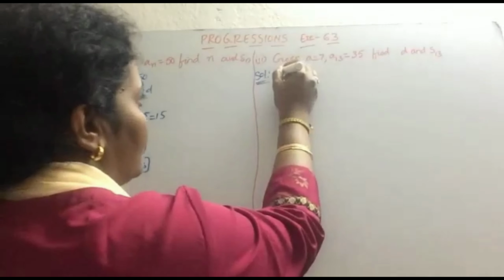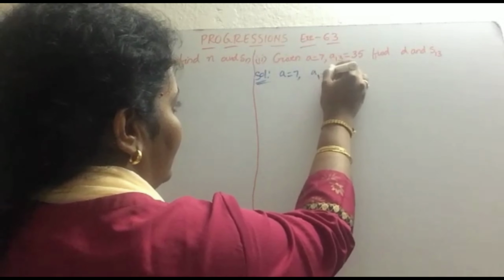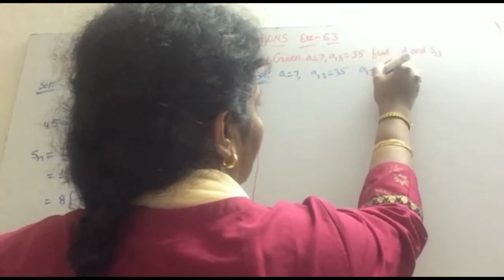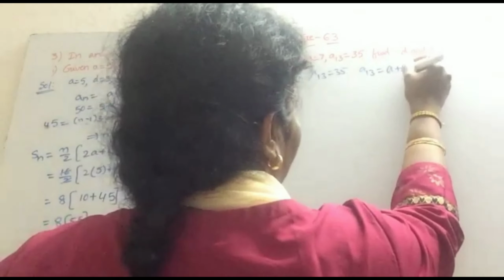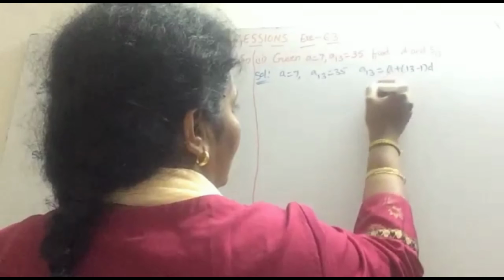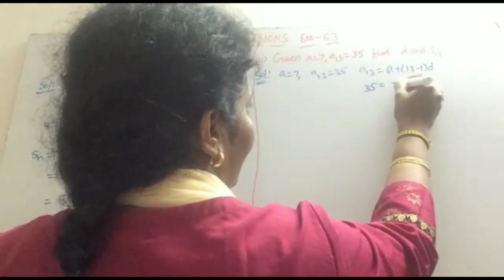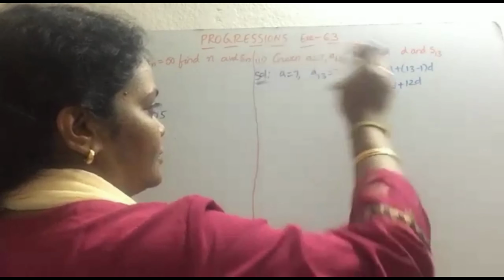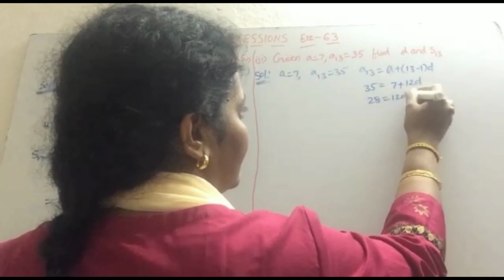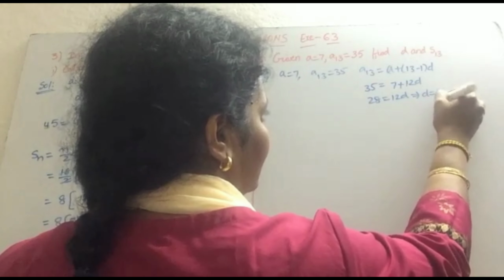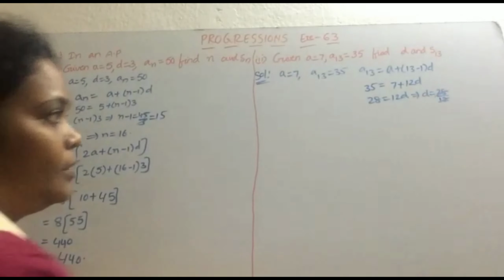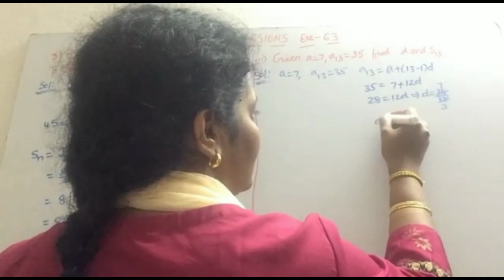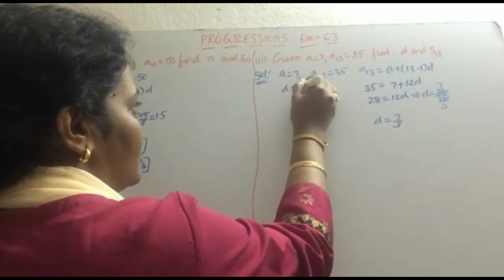So a equal to 7, a13 equal to 35. So we know that a13 equal to a plus 13 minus 1 into d. So that is 35 equal to a is 7 plus 12d. So 35 minus 7, 28 is equal to 12d. That means d is equal to 28 by 12. So 4 3s are 12, 4 7s are 28. So d is equal to 7 by 3.